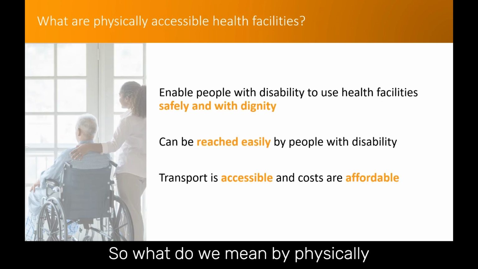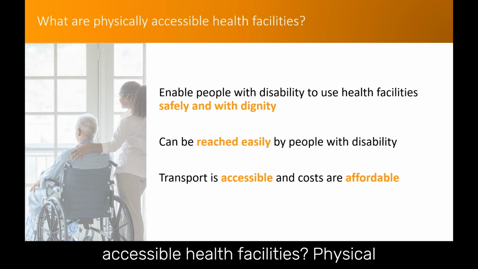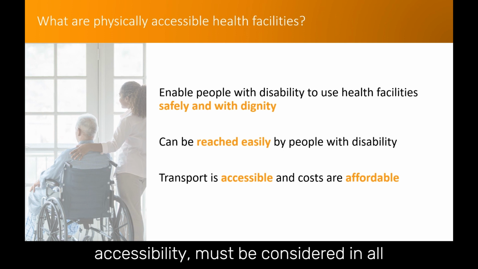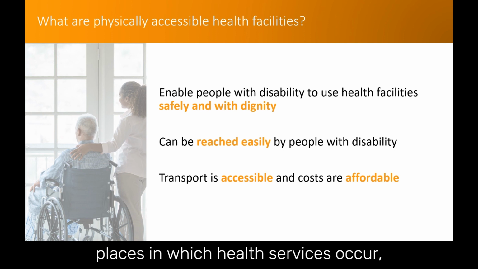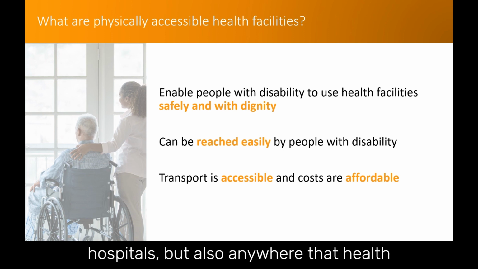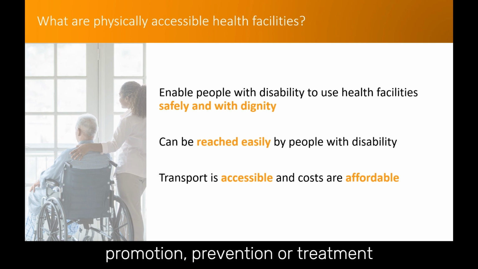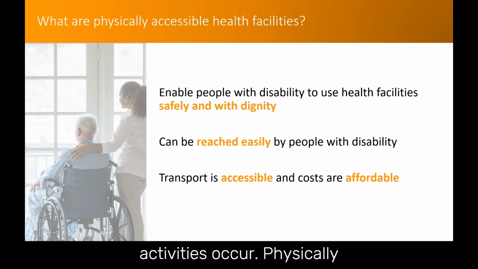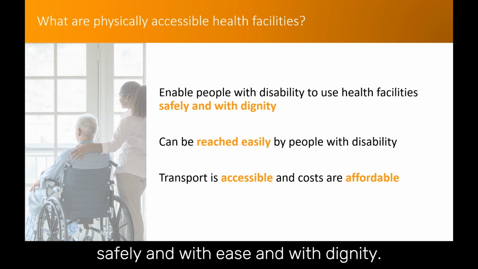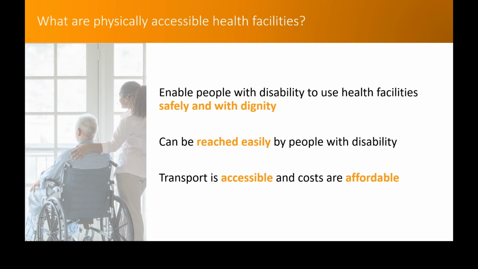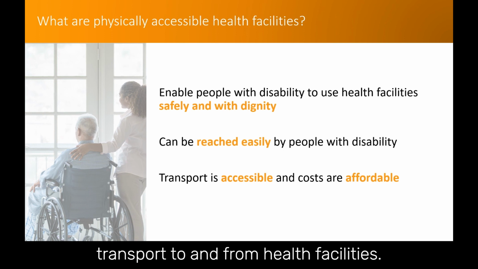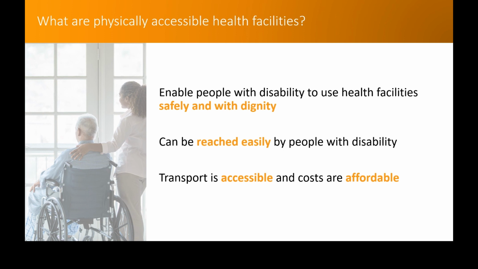So what do we mean by physically accessible health facilities? Physical access to health services is crucial to people with disability, and accessibility must be considered in all places in which health services occur, which includes not only clinics and hospitals, but also anywhere that health promotion, prevention, or treatment activities occur. Physically accessible health facilities enable people with disability to use them safely and with ease and with dignity. They are easily reached, they are affordable, and this includes the transport to and from health facilities.